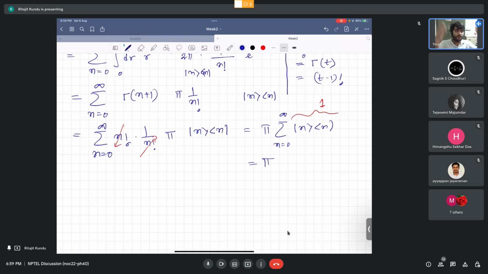After doing all of this algebra, what this boils down to is that the integral d2 lambda is nothing but pi. So basically if we just take the pi here, this becomes 1. This is basically the completeness relation obeyed by these coherent states.